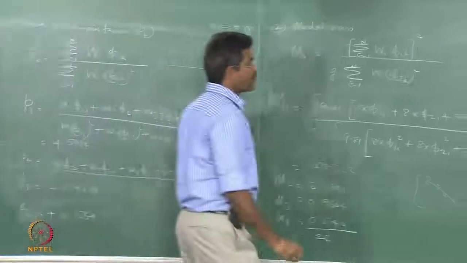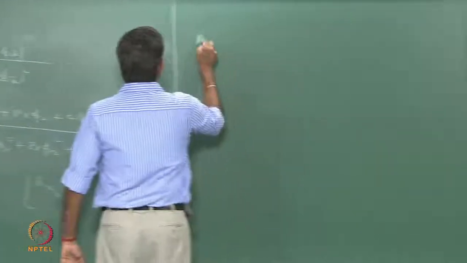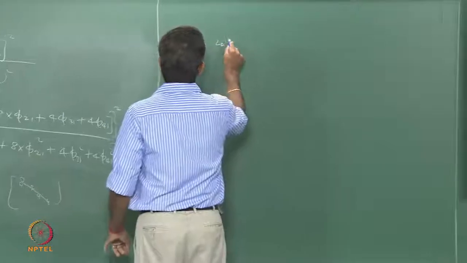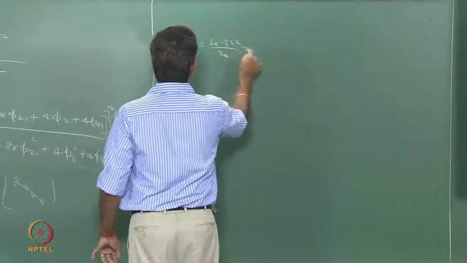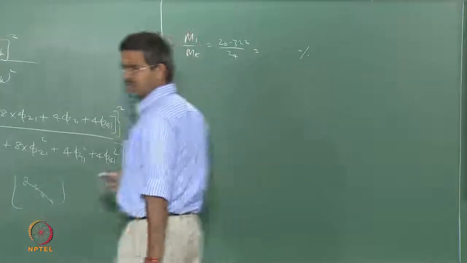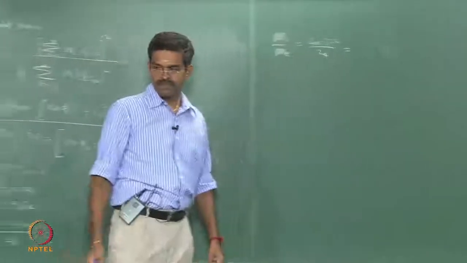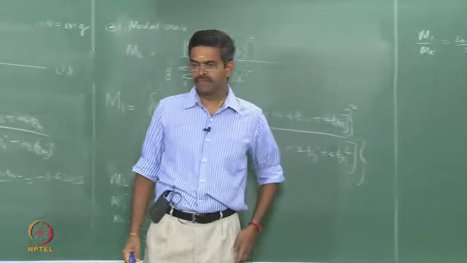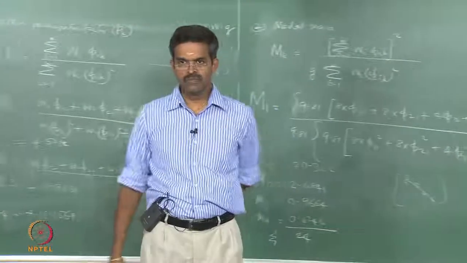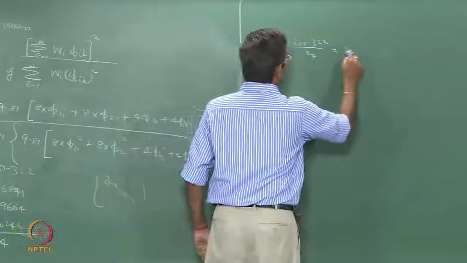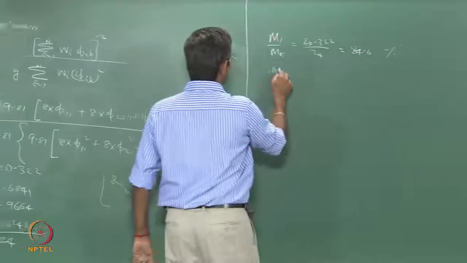Let us try to find out the contribution of M1 versus M total, that is 20.322 by 24 in terms of percentage. It comes to approximately 86%, just check this. How much? 80? Okay, 84.6%. Obviously, you can find out for all.